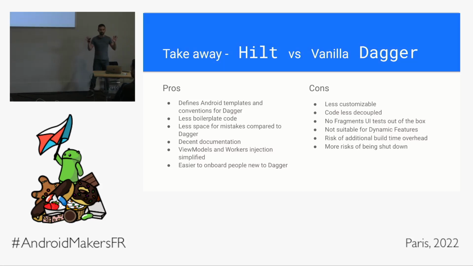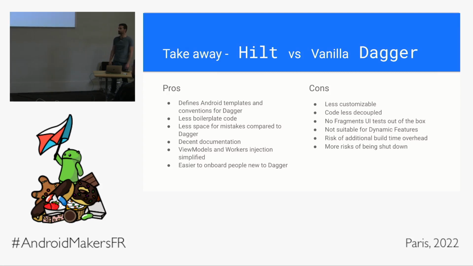Right, this is my final slide. This is the takeaway slide. The pros: I think that Dagger Hilt defines Android templates and default standards for using Dagger on Android. So you definitely spend less time thinking about the setup you're going to use for your application, because it's actually provided to you and you have to stick with it. Definitely removes boilerplate code. I mean, a lot less boilerplate code. So less space for mistakes compared to Dagger.